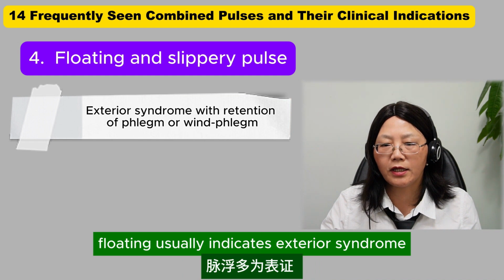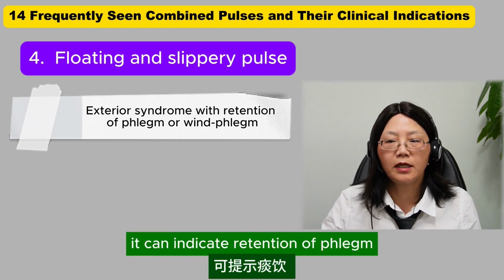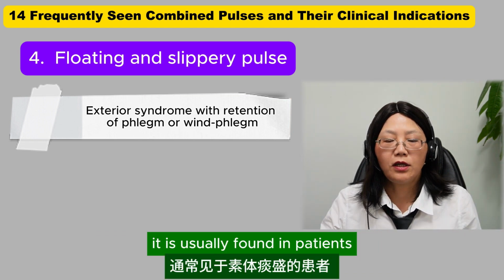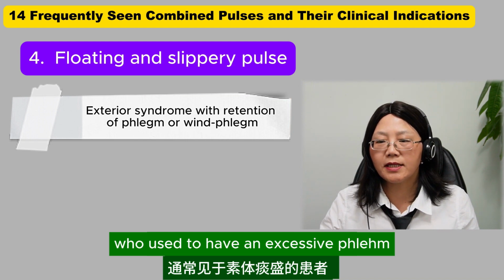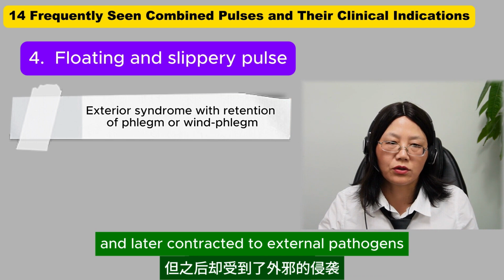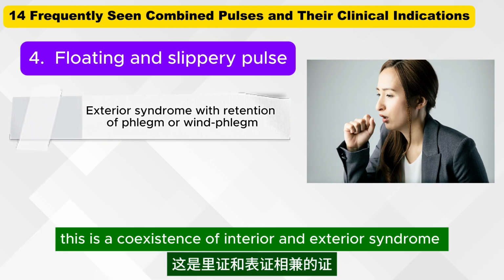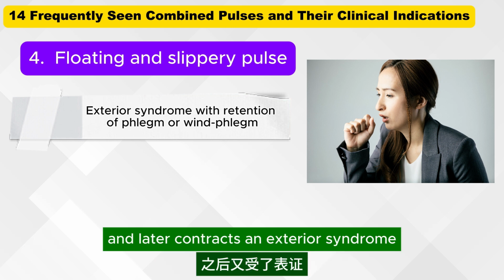Floating usually indicates exterior syndrome. Slippery, individually, indicates a retention of phlegm. It is usually found in patients who used to have excessive phlegm and later contracted external pathogens. This is a coexistence of interior and exterior syndrome. This person has already had an interior syndrome in the first place and later contracts an exterior syndrome.